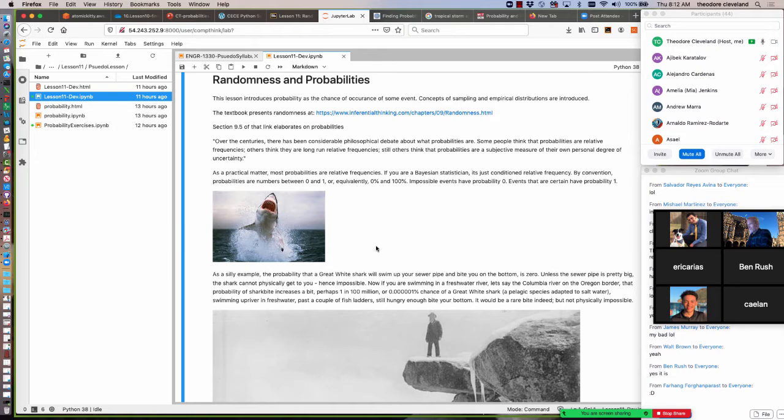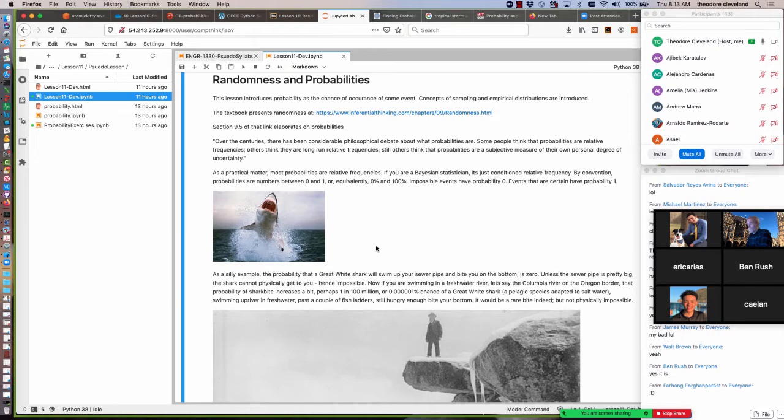Let's consider an example of what's meant by essentially zero probability. So there's a photograph of a great white shark jumping out of the water, looking for something to bite. The probability that that great white shark can swim up the sewer, come up into your house, and bite you on the bottom while you're on the toilet is 0. It's not going to happen. You can worry about a lot of stuff, but that's not something you have to worry about.